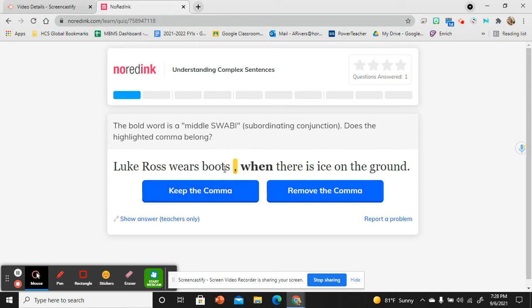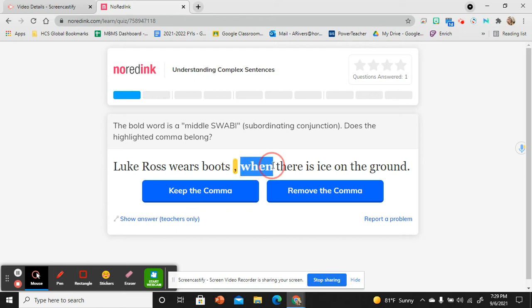Luke Ross wears boots when there is ice on the ground. Now, you're going to notice the SWABI does not come at the beginning of the sentence. When the SWABI comes in the middle of the sentence, we're not going to use a comma for the SWABI because we don't have a dependent clause. I could say Luke Ross wears boots, and you know that Luke Ross wears boots. That's our complete sentence. There is ice on the ground. That's a complete sentence.